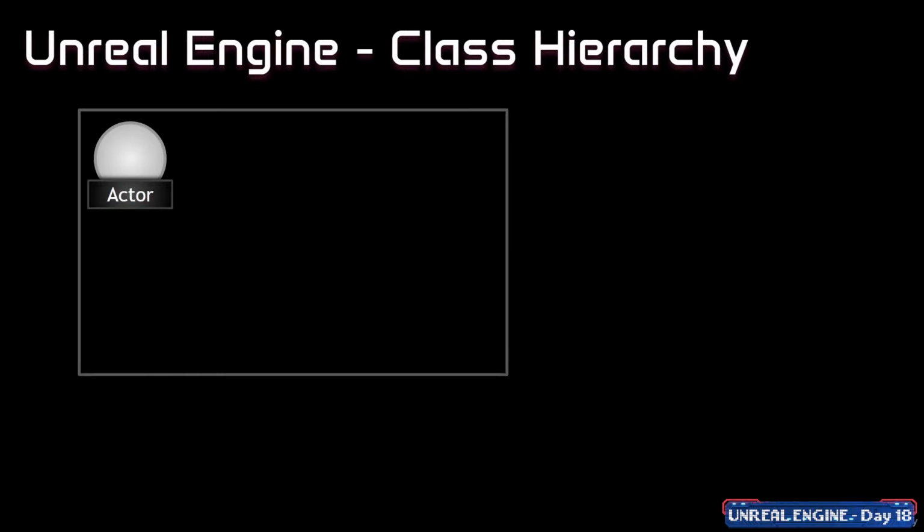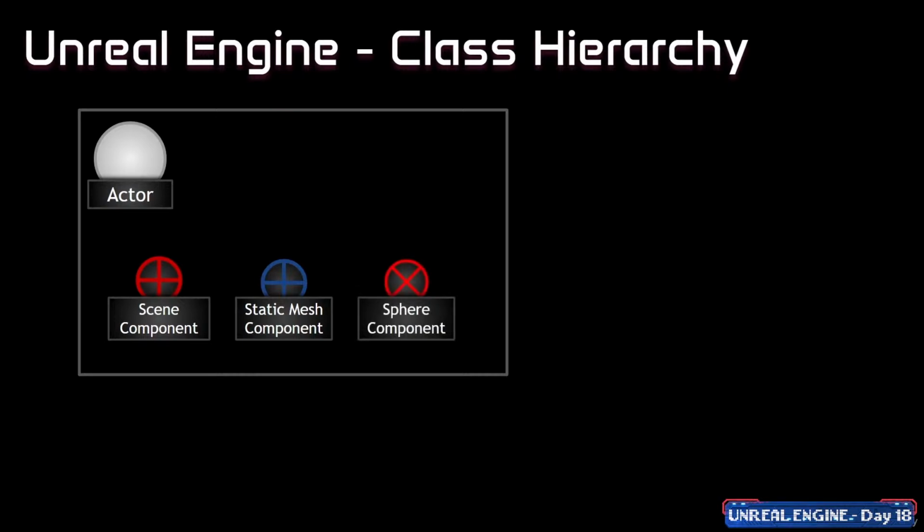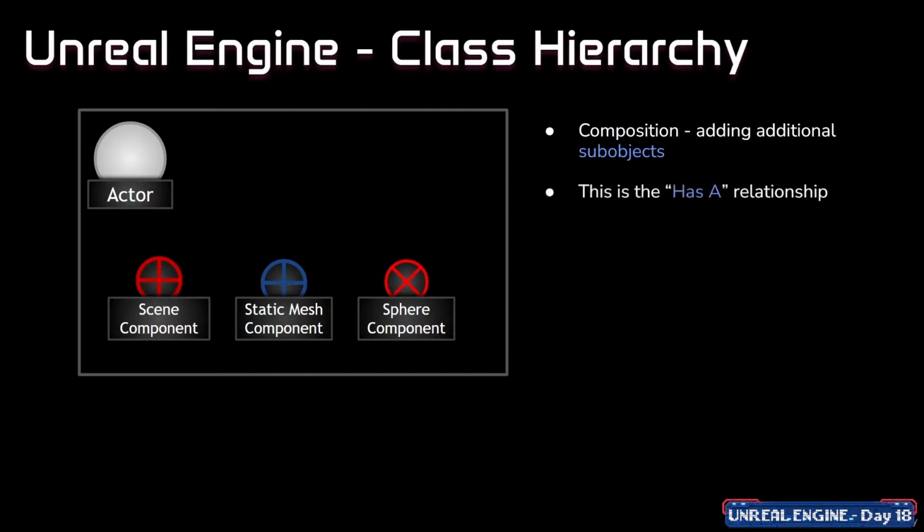Now let's talk about has-a relationships. We know that our actors can have components. We say that an actor has a component, and there is no inheritance going on with this relationship. When we add a component to an actor class, we are simply making use of a concept called composition, where we extend our actor's capabilities by composing it with additional sub-objects. These are the components. This is the has-a relationship. An actor has components, but the components are not actors, and they're not children of the actor class.